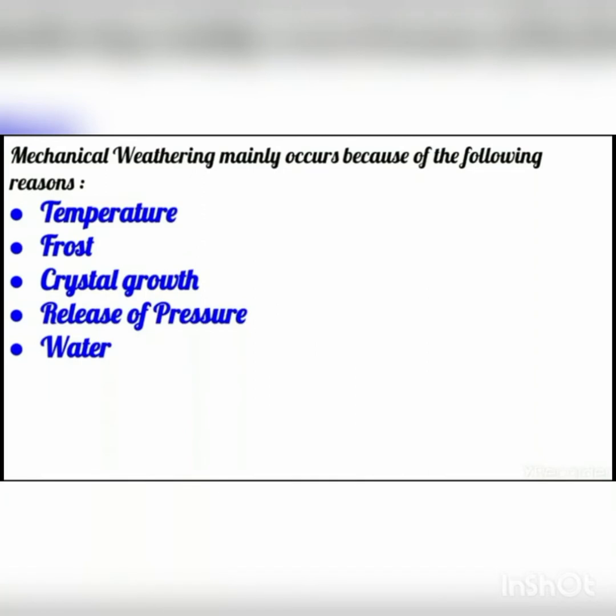So next we are going to study that mechanical weathering mainly occurs because of the following reasons. So here students we are going to study the reasons why it is occurring. The first reason is temperature, second is frost, third is crystal growth, fourth is release of pressure, and the next one is water. We will be studying these reasons in detail one by one, how mechanical weathering is taking place because of all these five reasons.